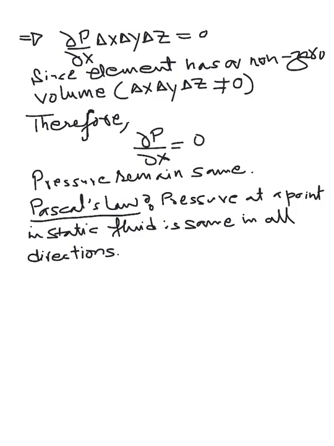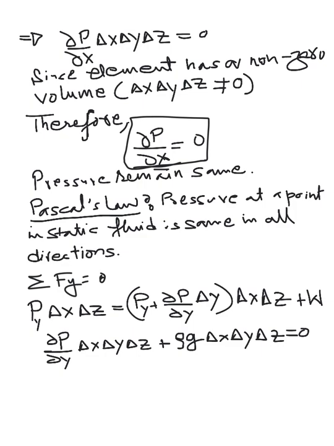Now I would like to consider the remaining term. As you can see in this term, the partial derivative of pressure is multiplied with the volume of that element, and since the volume cannot be zero, this term partial p over partial x should be zero. It means that the change in pressure in that direction is zero, so pressure will remain the same. This also confirms one of the important laws, Pascal's law, which states that pressure at a point in a static fluid is the same in all directions.